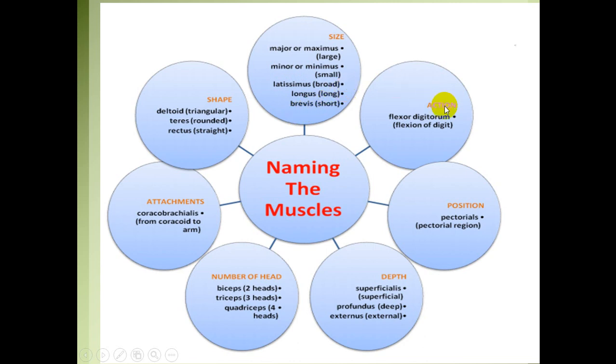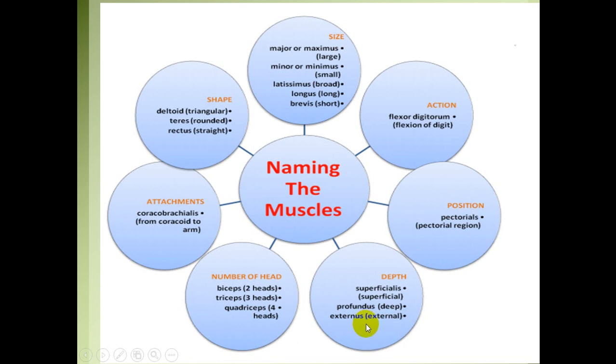According to action, when they are flexors of the digits, they are called flexor digitorum. When they are extensors, they are called extensor digitorum. Then according to position, they are named according to the region where they are present. For example, the muscles present in pectoral region are known as pectoralis major and minor. Then in gluteal region, they are called gluteus. Then according to depth, the superficial muscles may be named as superficialis, and the deep ones are named as profundus, or the superficial can be named as external or externus, and the deep ones are named as internus.